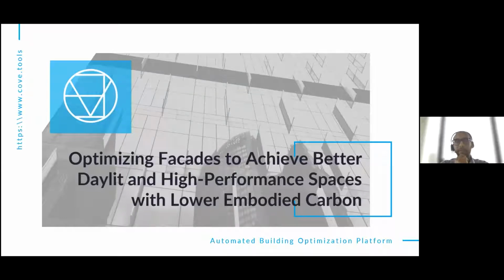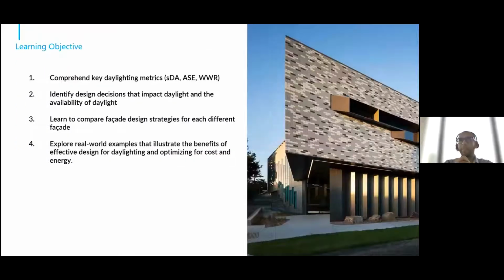The topic for today's session is optimizing facades to achieve better daylit and high performance spaces with lower embodied carbon. And first things first, the learning objectives: at the end of the session, we'll be able to comprehend what the key daylighting metrics are. We'll be talking about three things in specific: SDA, which stands for spatial daylight autonomy; the second metric is ASE, or annual sunlight exposure; and the third is window to wall ratios. And these three metrics play a critical role in the building's overall daylighting and performance in general.